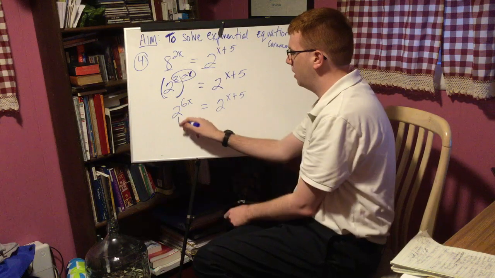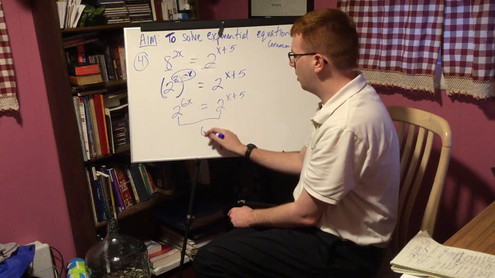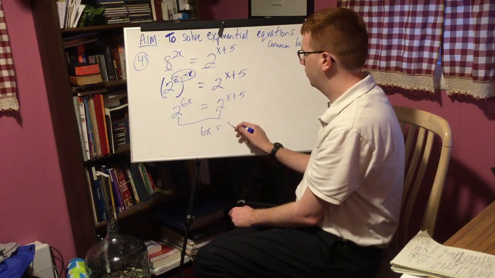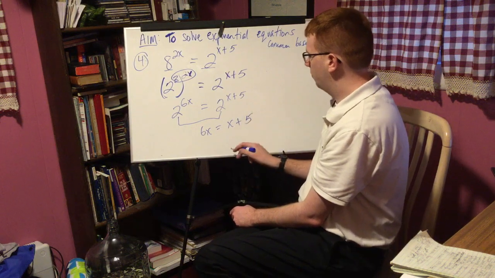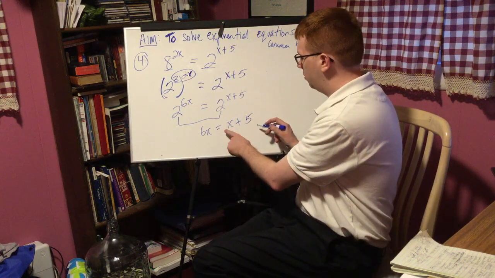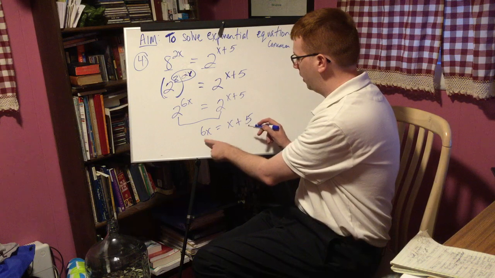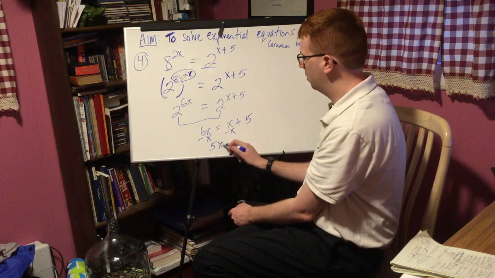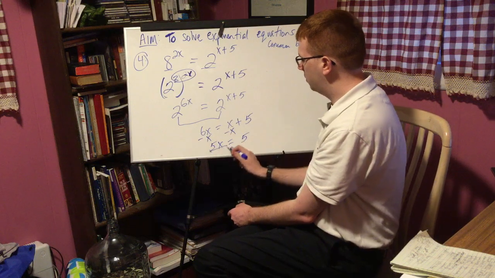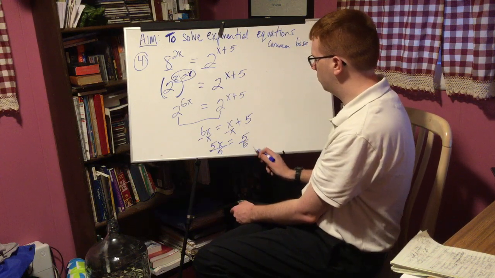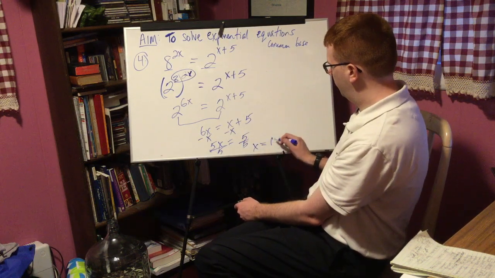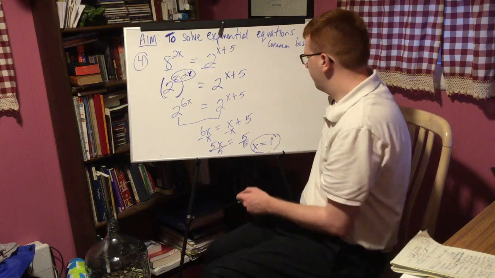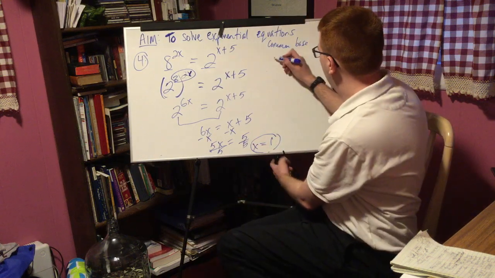We have our common bases now, so we can drop the bases and compare the exponents, and then solve. And we would like to move all the x terms to one side, so I'm going to subtract the x from both sides. 5x is going to be equal to 5. Divide by 5. x is equal to 1 as your solution. And we want to check our answer.